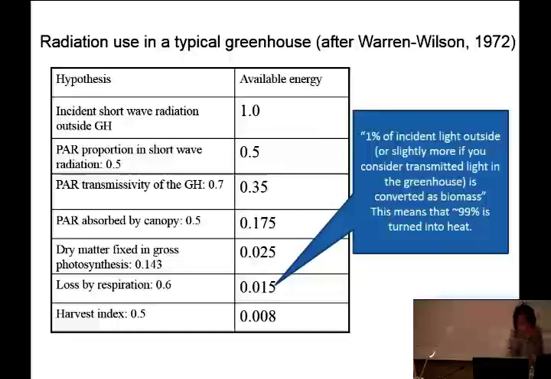By the way, I changed the loss by respiration. So the loss is 40%, and so the gain is 60%. So the parameter should be 0.6 instead of 0.4, which is the old version. That's why the values, if you compare with the previous lecture's handout, are slightly different, but not much. It's basically less than 1% eventually fixed as harvestable product compared to the original energy coming in.